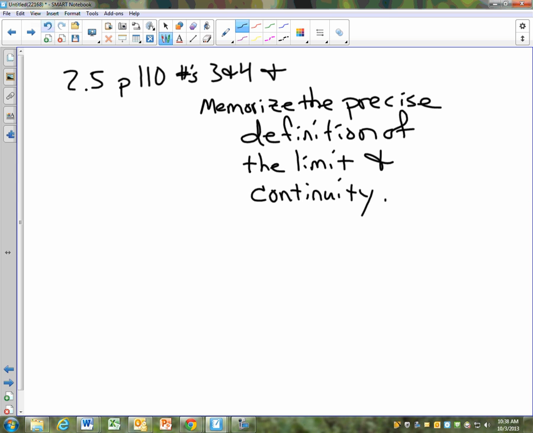So what I'd like you to do is A, do problems 3 and 4 on page 110, and B, you need to start working towards memorizing the precise definition of the limit and the definition for continuity. For your test, the continuity one we just put forth, I think it's pretty easy. You need to know those 3 criteria. F of a must exist. The limit as x approaches a of f of x must exist. And those first 2 must be equal to each other. They must be the same.